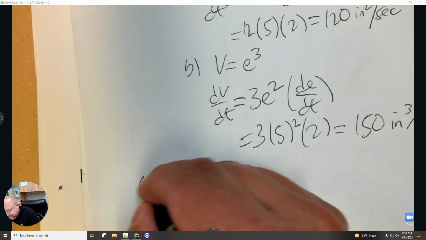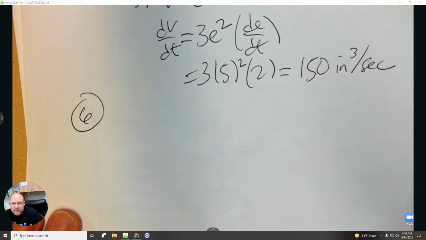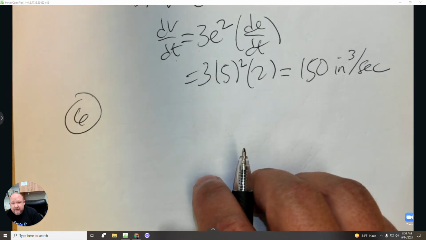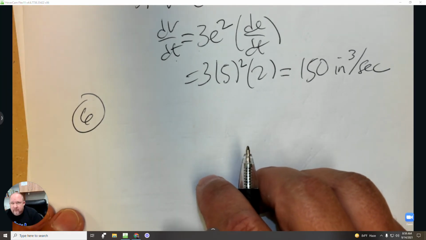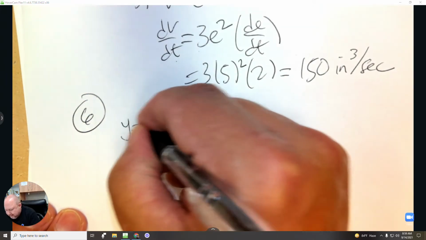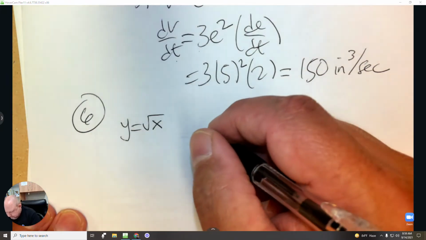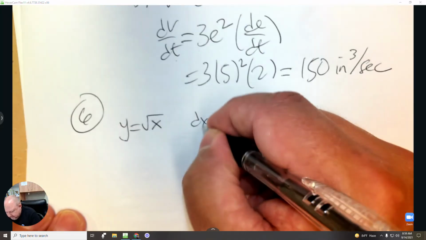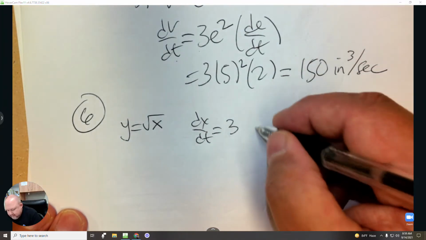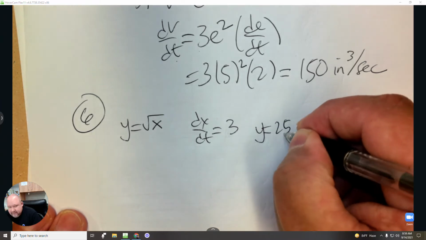Number 6. It's always best if you read it and try to understand it first and then play the video. I get that this is a challenging lesson, a challenging assignment, and whatever you need, you use with the video. You're given an equation, y equals the square root of x. X is changing at this rate, and it says the y value is 25.